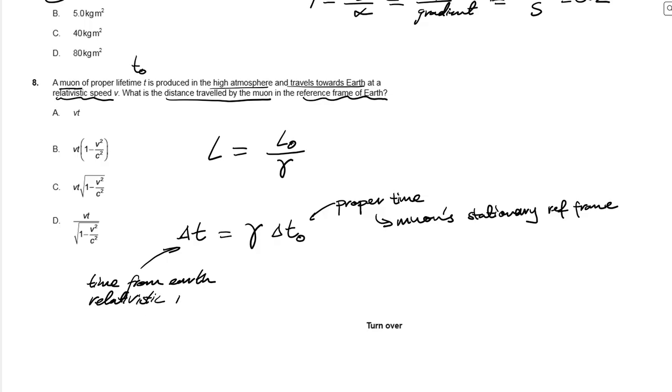Relativistic reference frame. And so time should dilate, which means from Earth, it seems like the muon is taking longer time, right? That's why we can see the muon when ideally we shouldn't be able to see it, right?